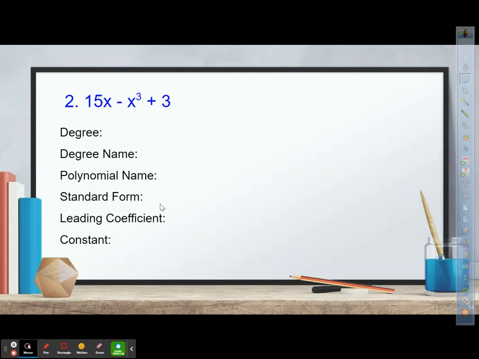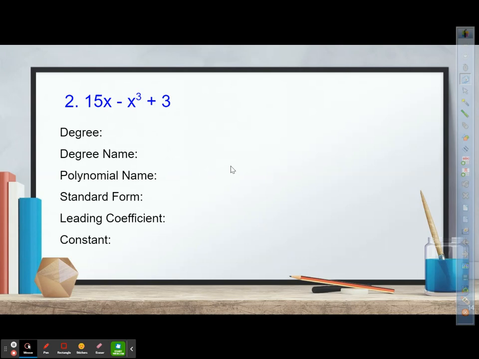Standard form, like we said, is in order of exponents from biggest to smallest. The leading coefficient is the coefficient in the front when it's in standard form. So in this one, in standard form, the negative x cubed would go first, so my leading coefficient is -1. And the constant is the one that has a degree of 0, so there's no variable. That would be +3. All right, so let's do the next one.